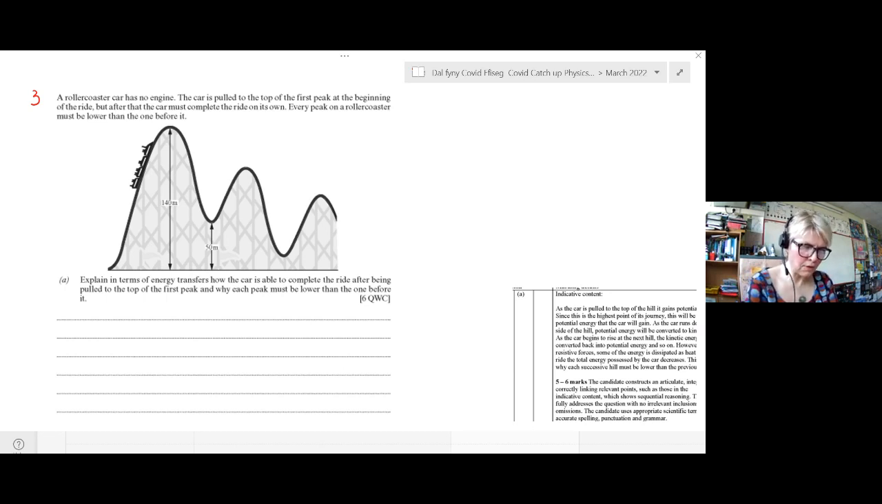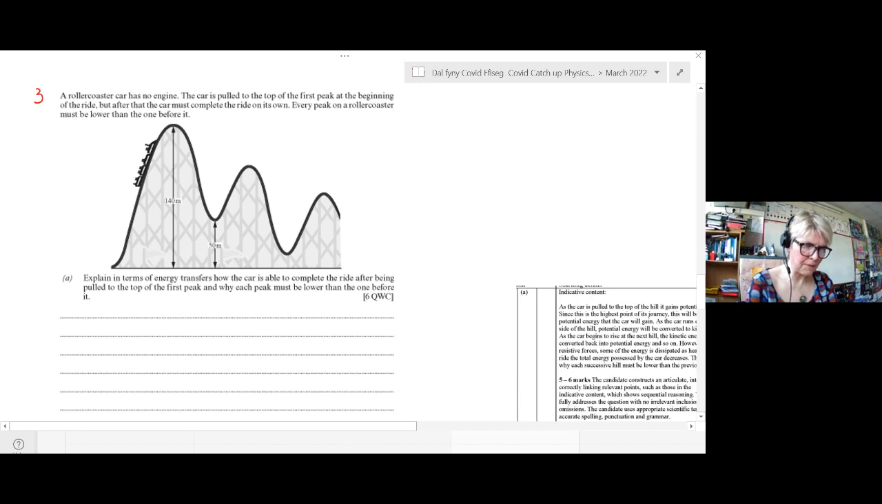So the car is pulled to the top of the first peak at the beginning of the ride, but after that the car must complete the ride on its own, and every peak on the roller coaster must be lower than the one before it. So we've got to explain in terms of energy transfer. So the examiner is looking for the transfer of energy, not just stating that when it's at the top it's got gravitational potential energy, and when it's at the bottom it has kinetic energy. That's not going to be good enough.